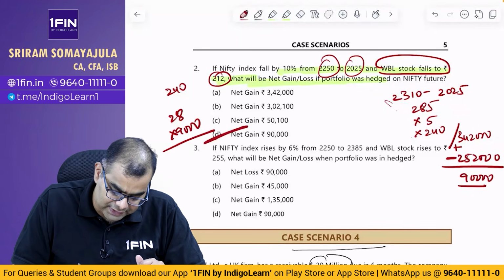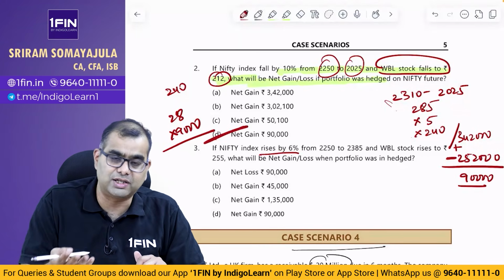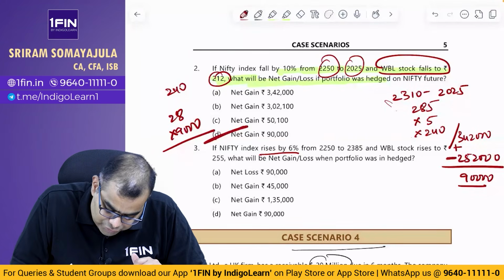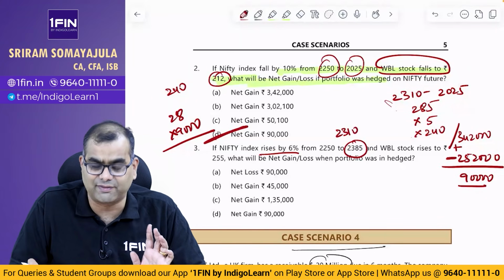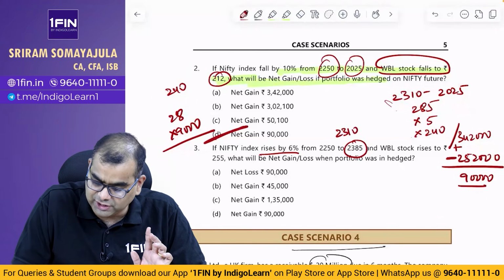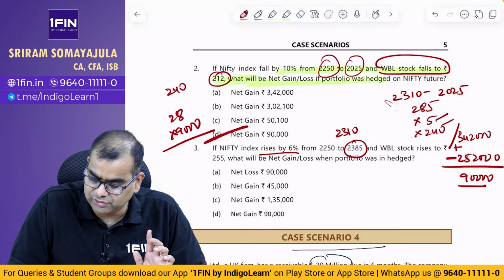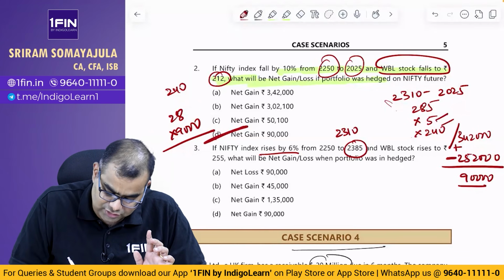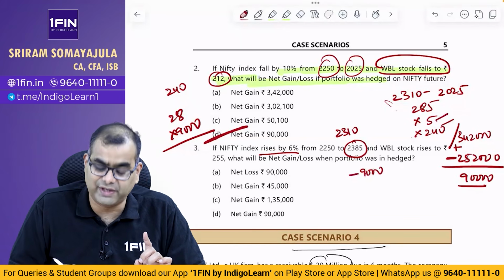Now, coming to the third part. Nifty rises by 6%. This is exactly the opposite. Here what will happen? On futures, you will have a loss. How much is the loss? You shorted when it was 2310, it is 2385. So, 75 rupees loss. 75 into 5 into 240, that is 90,000. So, the loss on Nifty is 90,000.